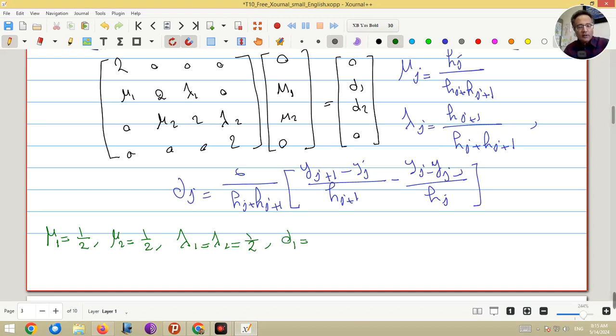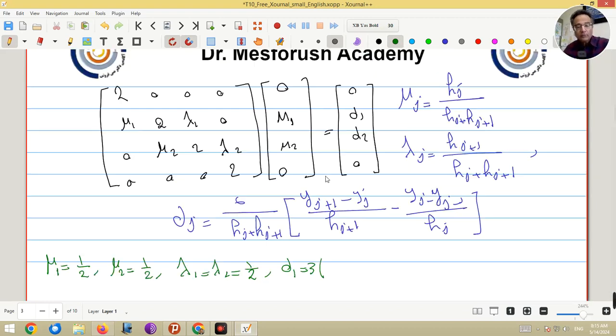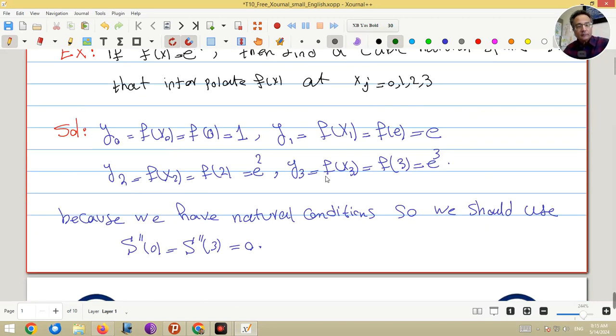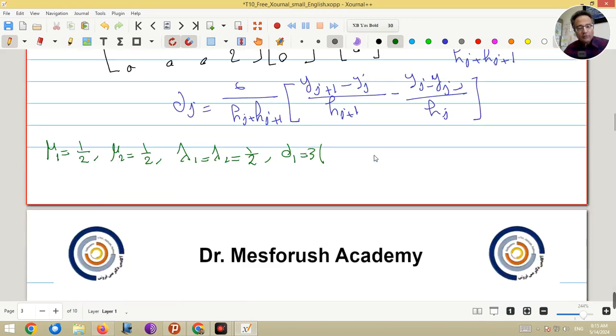d1 is equal to 6 over 1 plus 1, which is 3, times y_{j+1}. You have to use from here y0, y1, y2, y3: 1, e, e squared and e cubed. If you substitute for y_{j+1} minus y_j and so on, finally you will get 3 times (e squared minus 2e plus 1). And also you can find d2 equal to 3 times (e cubed minus 2e squared plus e).